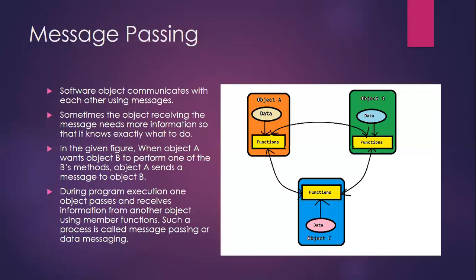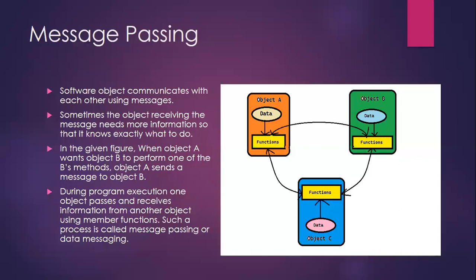Message passing. We have talked about the objects. There must be some kind of way to communicate between objects. So the way of communicating between objects is called message passing. Software objects communicate with each other using messages. Messages, you can say, are small chunks of data which can be passed and retrieved with another object.